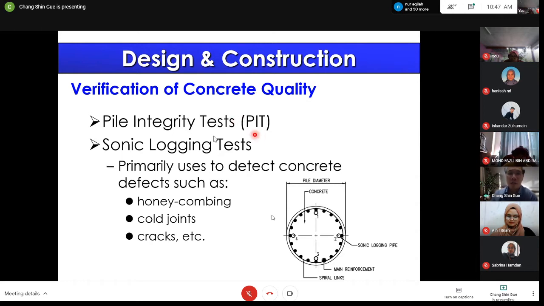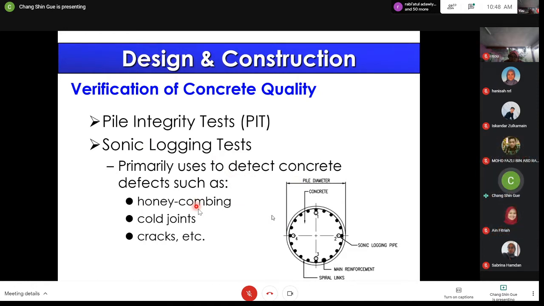Another type of test we call the sonic logging test. This is used to detect concrete defects such as honeycombing, cold joints or cracks. And these are typically installed on bored piles. So you can see the sonic logging pipes. They are small PVC pipes that are attached to the reinforcement cage of your bored piles.